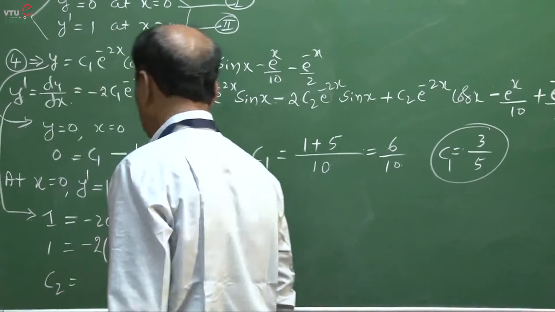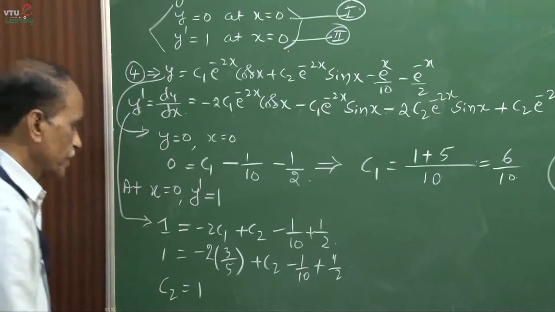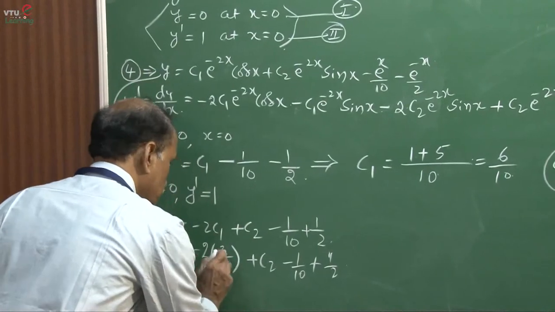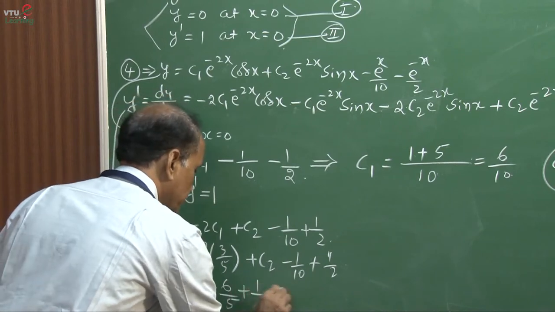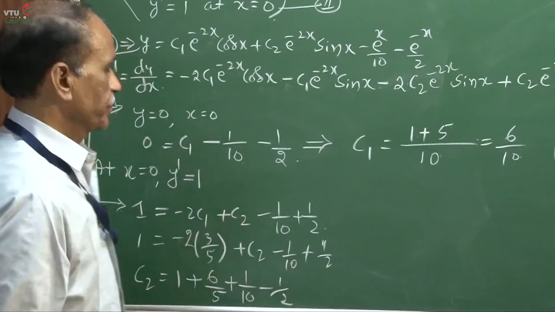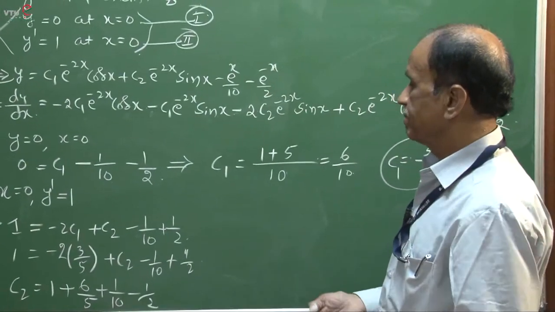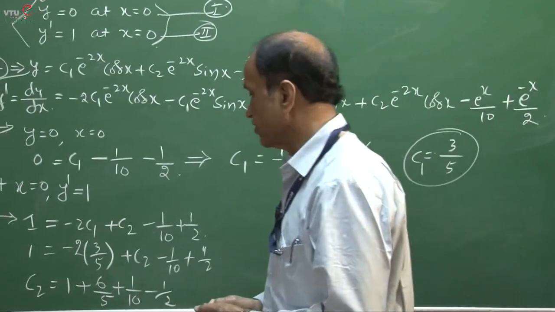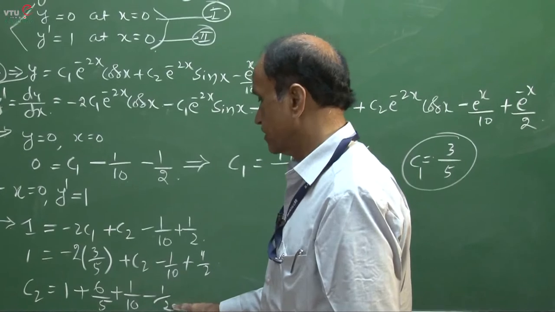C2 is equal to, here, on the other side 1 is there. And this is minus 3 2s are 6, 6 by 5. And this becomes plus 1 by 10, and this becomes minus 1 by 2. Therefore, 5 is there, 10 is there, then you can simplify this. Okay, 5 into 2, that is 10.